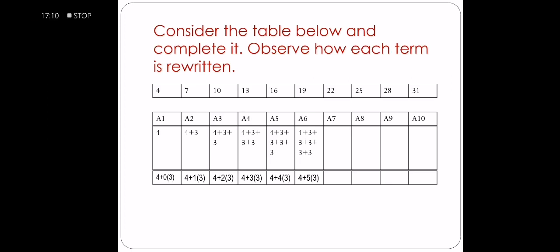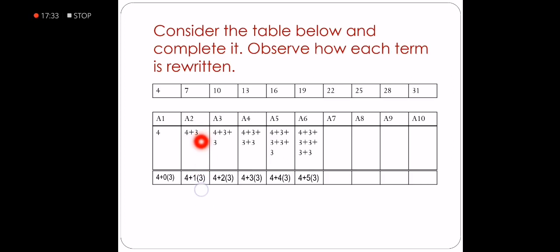So, we always add 3 to get the next term. We can also write it in the form of 4 plus however many 3s there are in a sub 1. Are there any? None. So, we have 4 plus 0 times 3, and that is simply 4, because 0 times 3 is 0, plus 4 is 4.